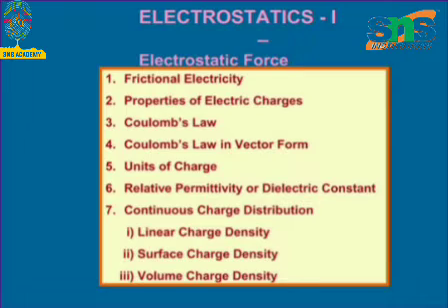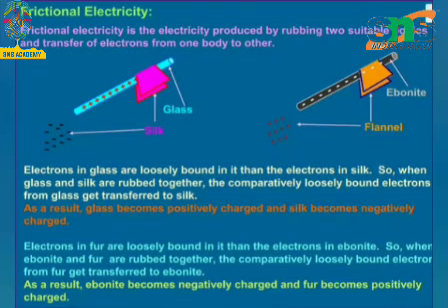What is called friction? Friction is nothing but rubbing of two surfaces or interlocking of two surfaces. When two surfaces are rubbed against each other, what will happen generally? Electrons will be transferred from one body to another body. In that case, some kind of frictional force will be developed on that body, and that is called frictional electricity, which means the electricity produced by rubbing two bodies, and the transfer of electrons from one body to another body takes place.